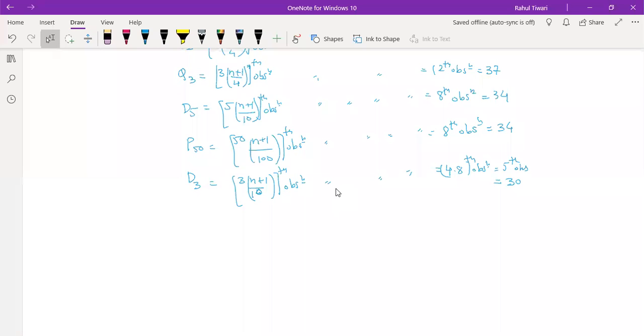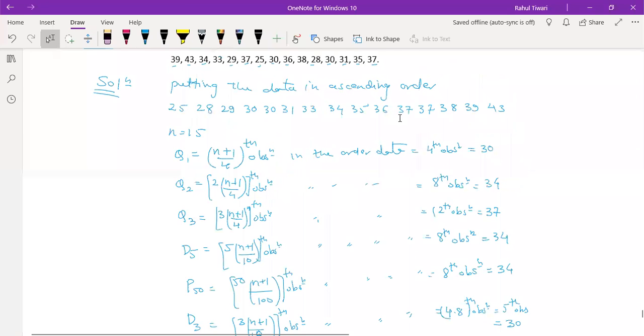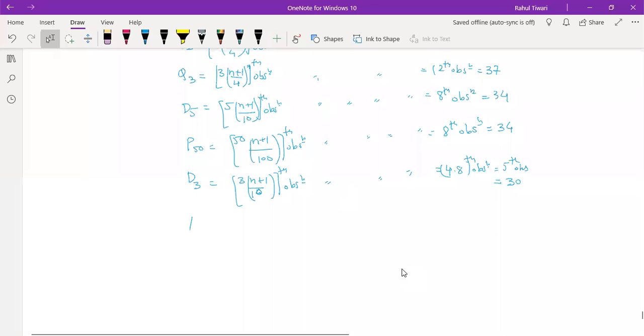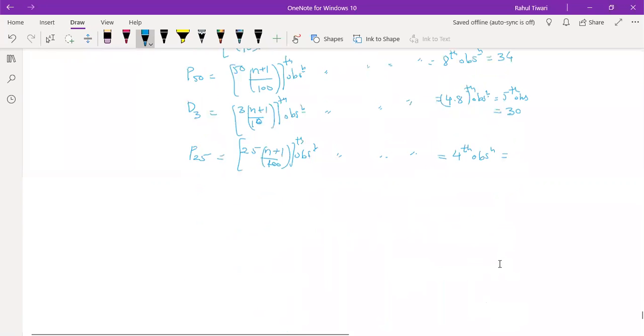Then what is next? P25. How do we calculate P25? 25 times (n plus 1) by 100 observations in the ordered data. So how much is it? This is the fourth observation, right? The fourth observation, correct? 30. So the fourth observation we already know, which is 30.